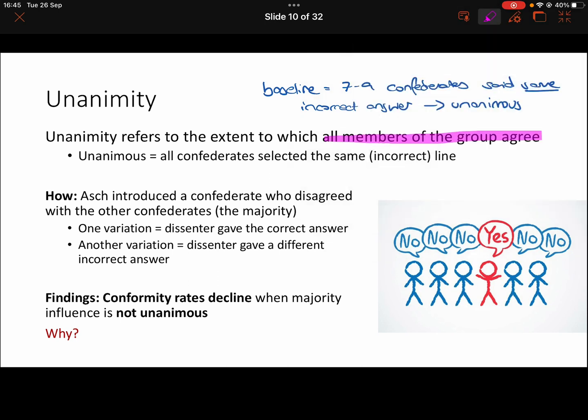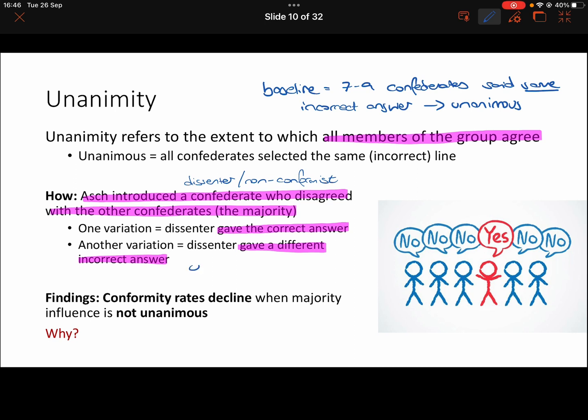So in order to test this, Asch introduced a Confederate who disagreed with the other Confederates. In other words, they were a dissenter. They were non-conforming, so we can call them a non-conformist. In other words, they're kind of like an ally to our real participant. Now, Asch wanted to see what happens when this ally, this dissenter, gave the correct answer. But also what was really interesting was when the dissenter, one of the Confederates, broke away from the group and gave a different incorrect answer. So they didn't agree with the group, but they still weren't correct.